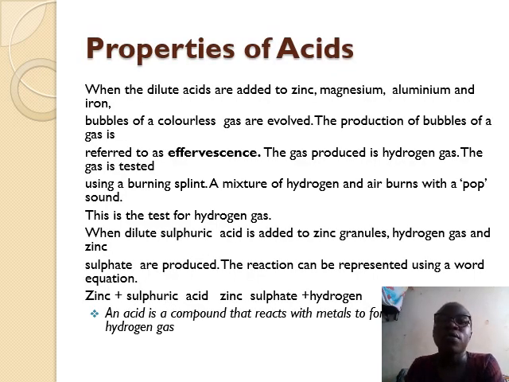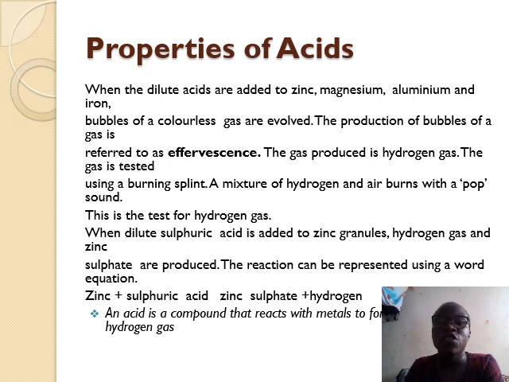Next, we're going to talk about the properties of acids. When dilute acids are added to zinc, magnesium, aluminium, and iron, bubbles of a colorless gas are evolved. The production of bubbles of a gas is referred to as effervescence. The gas produced is hydrogen gas, and the gas is tested using a burning splint.